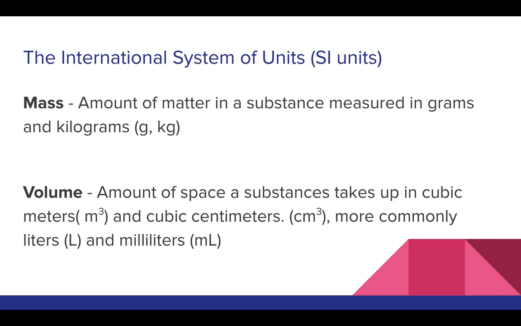Now, we measure matter using a system of units, the International System of Units, sometimes referred to as SI units. Mass is the amount of matter in a substance, and it's measured in a unit called grams or kilograms, and you see the abbreviations for those units here. Volume, on the other hand, is the amount of space a substance takes up, in cubic meters and cubic centimeters. More commonly, when we measure volumes, we use the units of liters and milliliters, and you can see those abbreviations here.